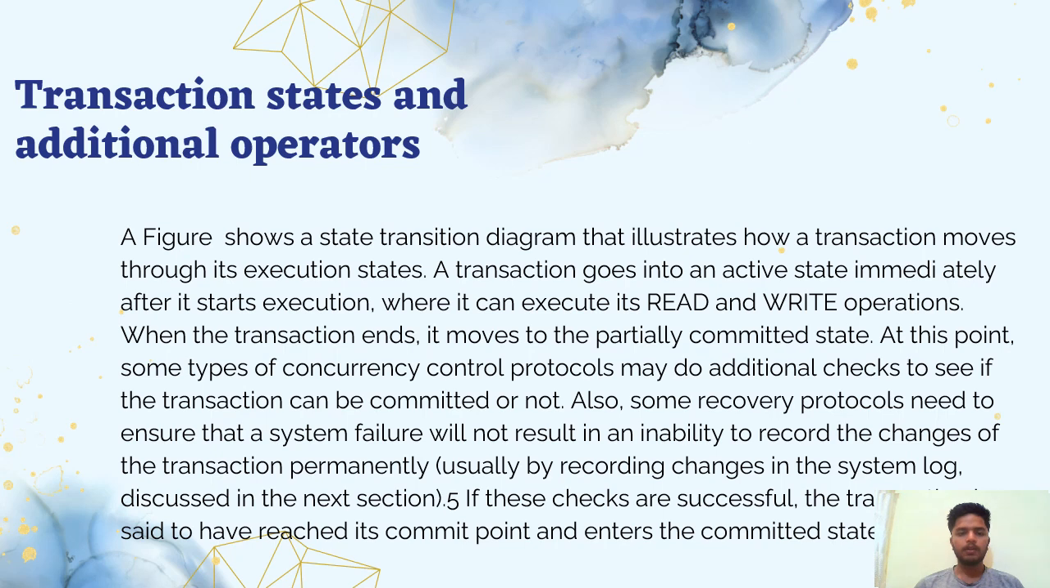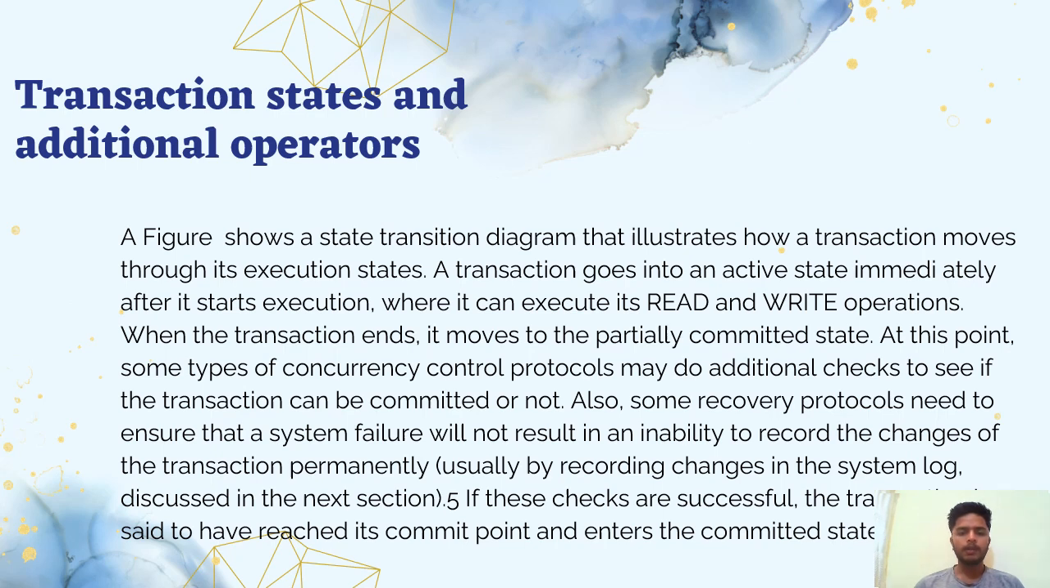The figure shows a state transition diagram that illustrates how a transaction moves through its execution states. A transaction goes into an active state immediately after it starts execution, where it can execute its read and write operations. When the transaction ends, it moves to the partially committed state.